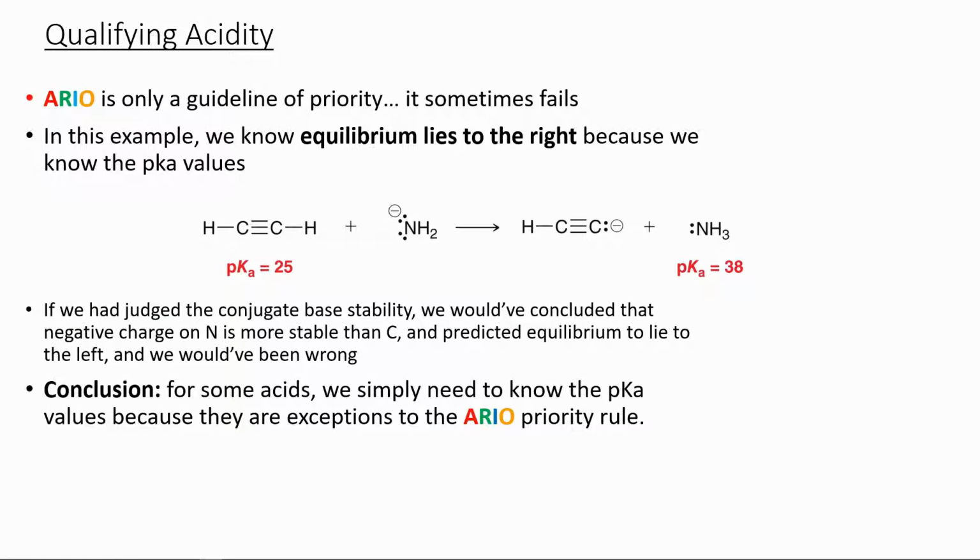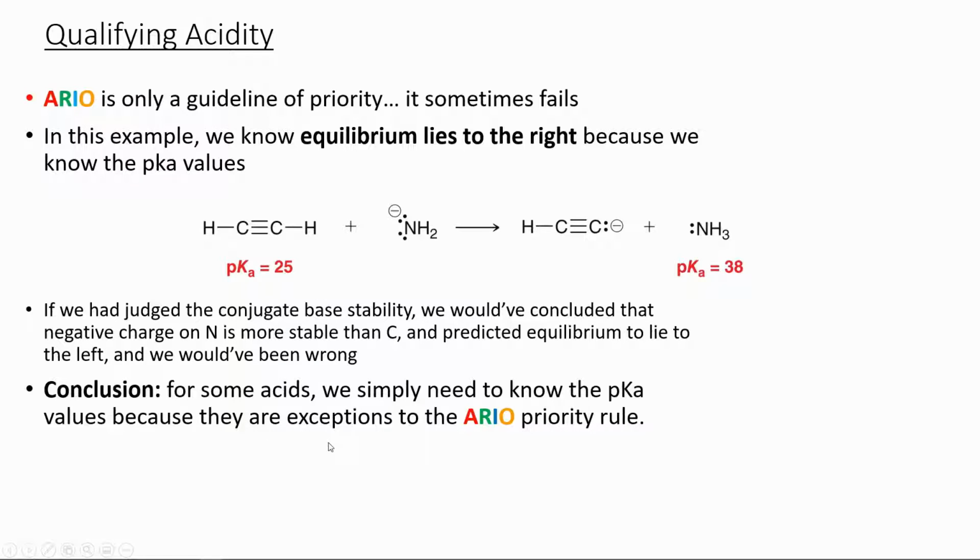Let's look at this example. Here we have acetylene, pKa of 25, and we have ammonia, pKa of 38. We know, based on the pKa values, that the equilibrium is going to be in favor of ammonia. If we were to look at the order here, we would have concluded that the negative charge on a nitrogen atom, which is more electronegative than a carbon atom, will be more stable. However, this is not what the experimental values show.